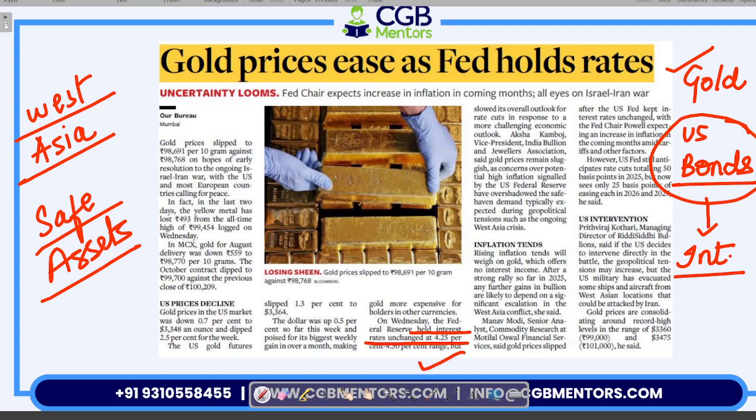For investors, it's a very good investment opportunity, and that is why they have invested over there. And this is why this article also suggests that there has been a decline in the gold prices, right? Now it is 98,691 for 10 grams, and earlier it had reached around 99,454, right? So this is what the market high was, but now it has eased out. And one impact is also the US Fed Reserve interest rates. What are the interest rates that they are offering on the bonds or the US government securities?